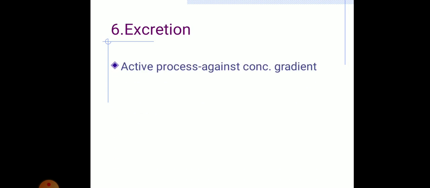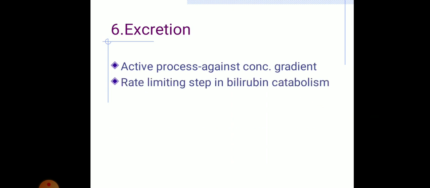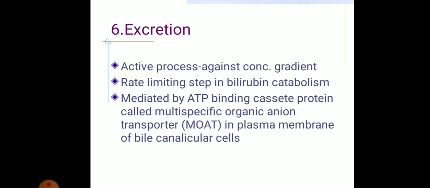Now the next step is excretion into the bile. This is an active process against a concentration gradient, so energy is needed. This is the rate limiting step in bilirubin catabolism. There are steps, and this excretion into the bile is the rate limiting step in the heme catabolism. This is mediated by an ATP binding cassette protein called multispecific organic anion transporter or MOAT in the plasma membrane of bile canalicular cells. So the MOAT protein helps in excretion of conjugated bilirubin into the bile, which is the rate limiting step.